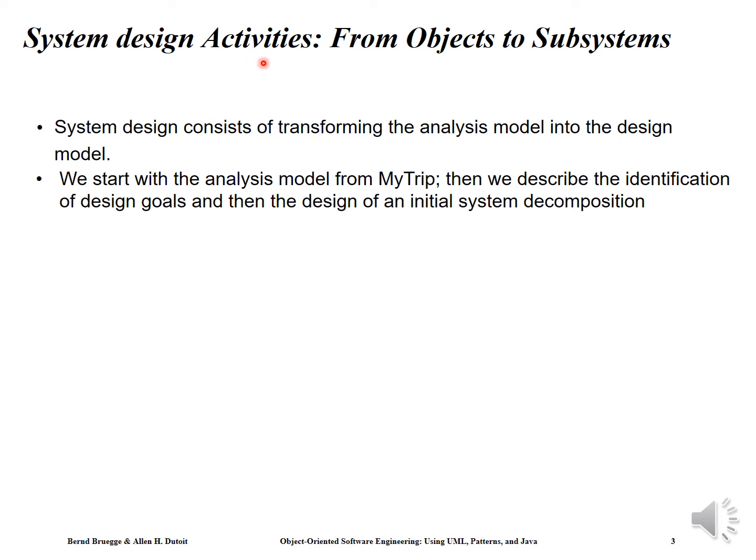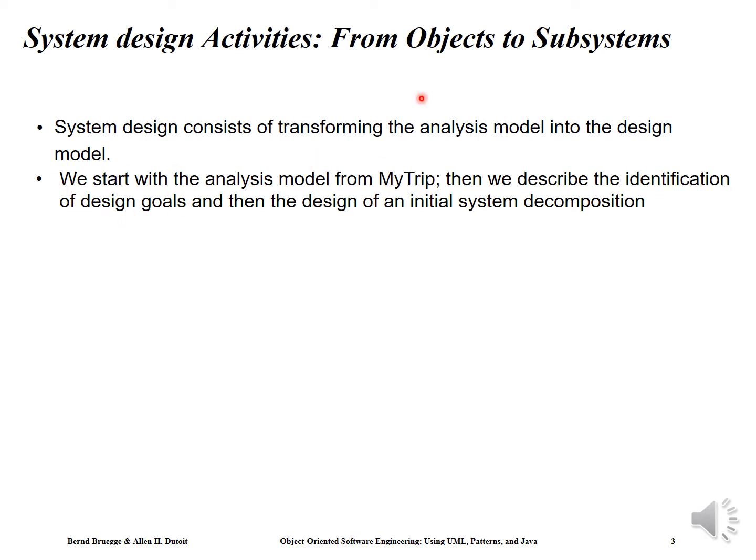So system design activities from objects to subsystems. System design consists of transforming the analysis model, which we have already discussed in chapter 5, into design model that takes into account the non-functional requirements described in requirement analysis model. So we start with the analysis model for MyTrip. MyTrip is the example case study which will help us in understanding how we identify subsystems from objects. Then we describe the identification of design goals.